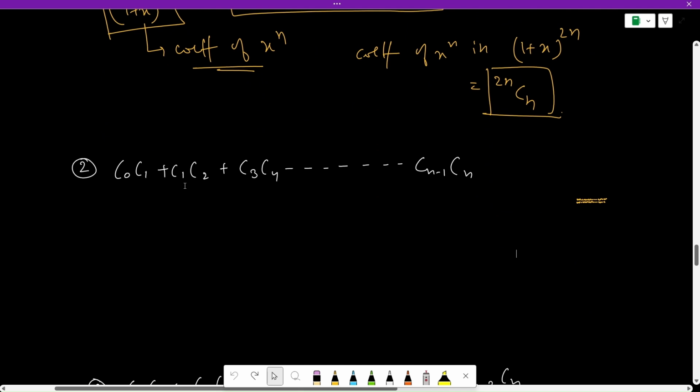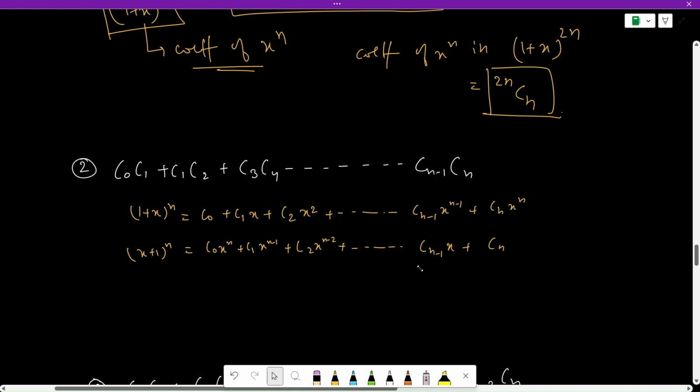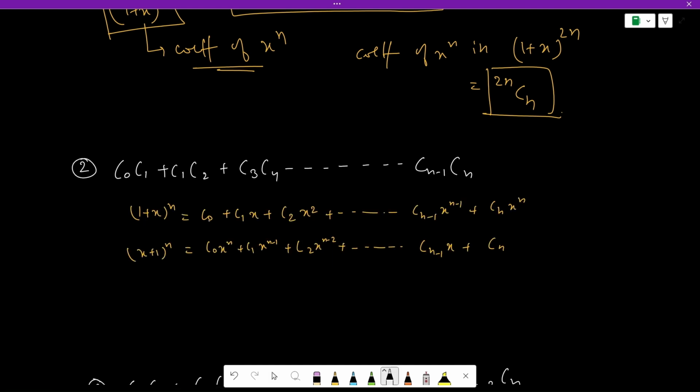So now let's start. This example is also the same as the previous one, and we need the same expansions, and I have already written them. Let me just expand them. Alright, so in this example also what we need is c0 c1. So you can multiply c0 c1, c1 c2 and so on till cn minus 1 into cn, and here we will need x to the power n minus 1, the coefficient of x to the power n minus 1 in 1 plus x raised to the power 2n, and that will be 2nc n minus 1.